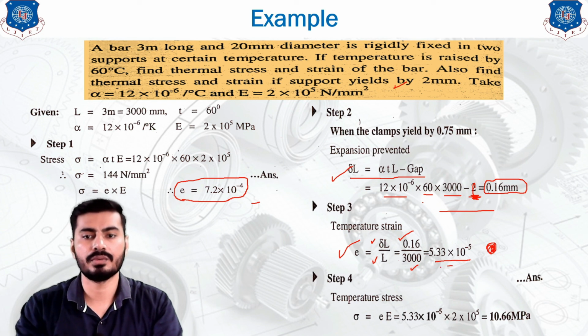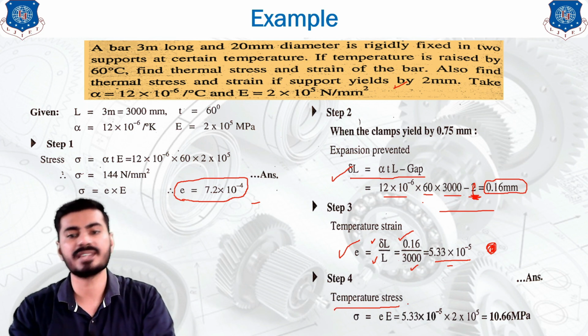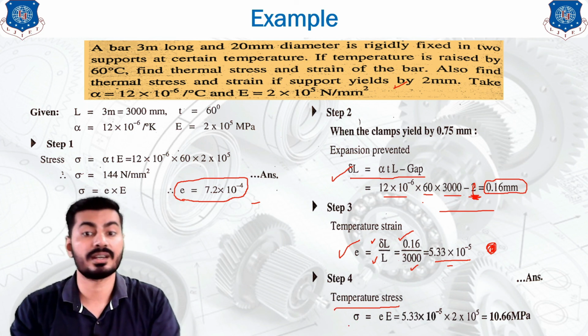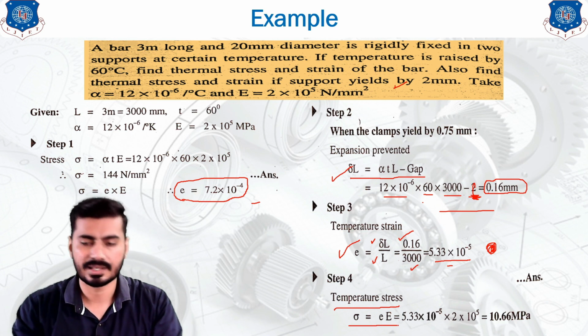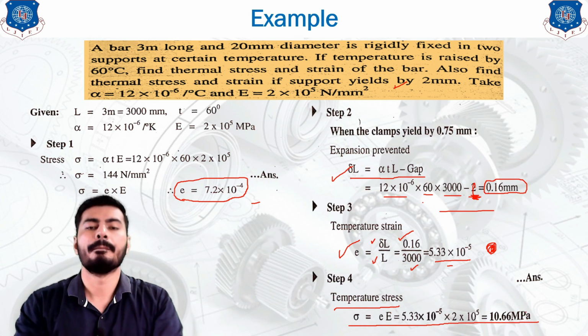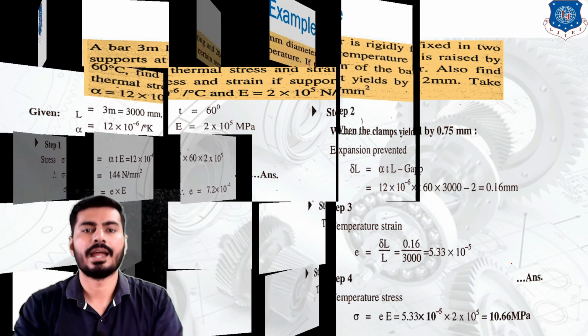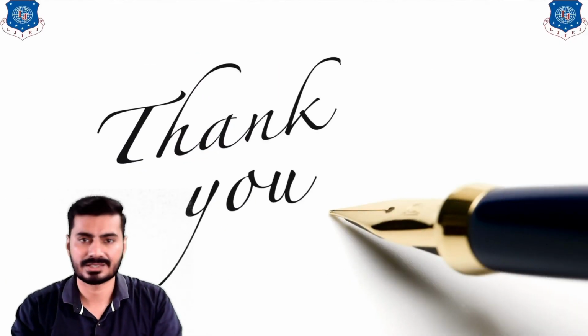Now we will move on to the last thing asked in your example, that is the thermal stress. Thermal stress can be calculated as sigma equals strain into E, the Young's modulus, and if you put in those two values, you will get the answer as 10.66 megapascal. So this was the end of our example, and now we conclude our lecture here.